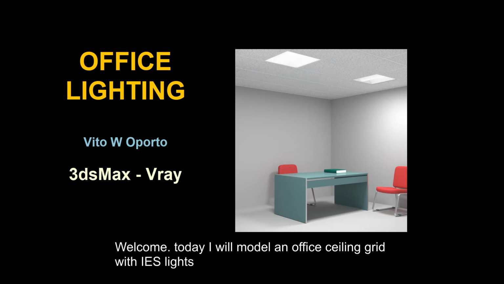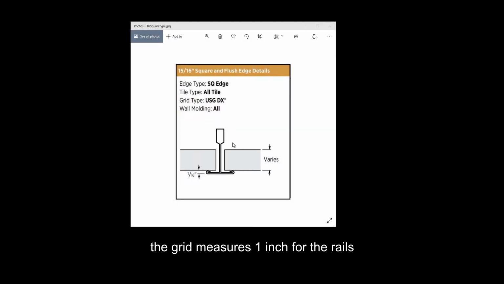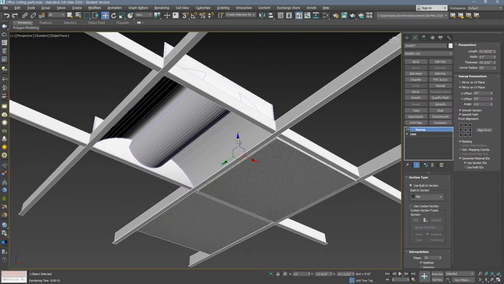Welcome. Today I will model an office ceiling grid with IES lights. The grid measures about 1 inch at the bottom of the rail, and the panels clear about 1/16 of an inch.